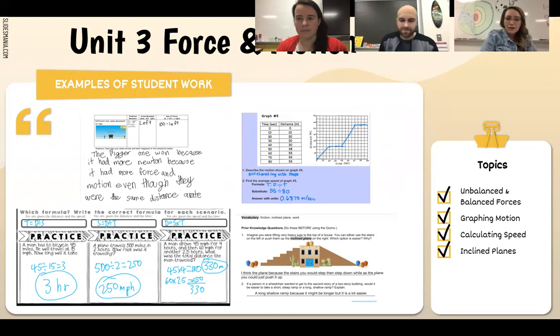They had to find the motion of the item, and then they had to graph it and determine what was happening, if it was speeding up or slowing down. Then they also had to calculate that speed. And then the last part was the inclined planes, and determined what plane was going to apply the most force and be easier to go up or down. And that bottom picture was our gizmo as well.